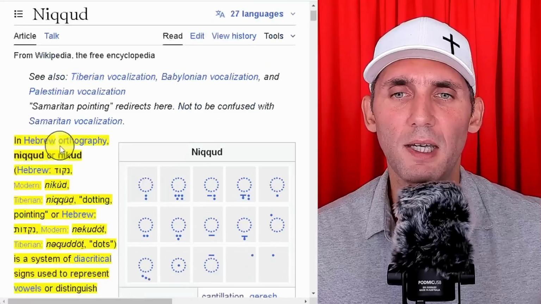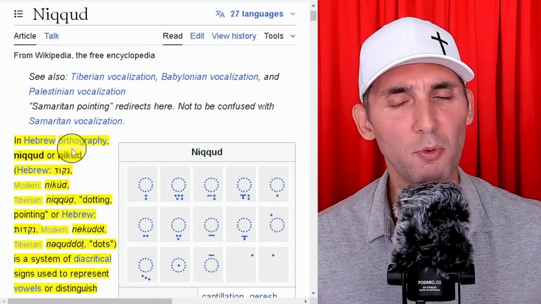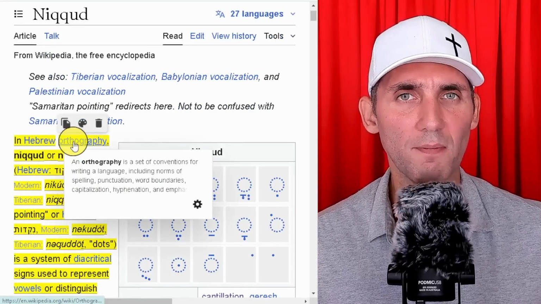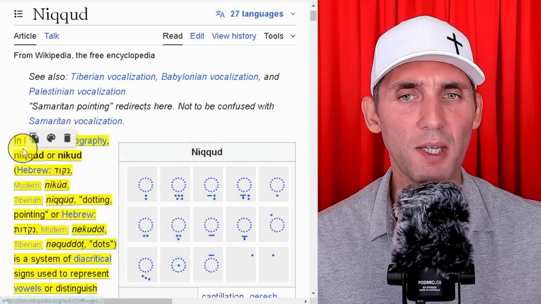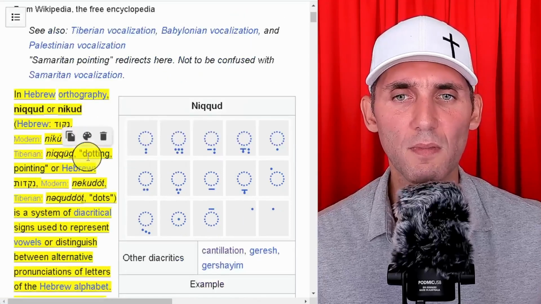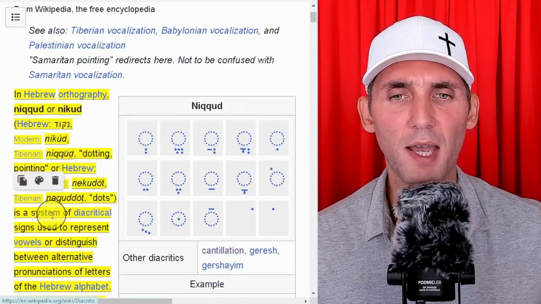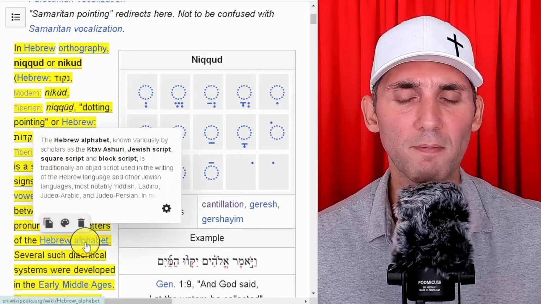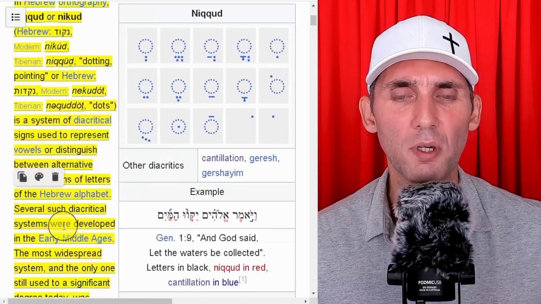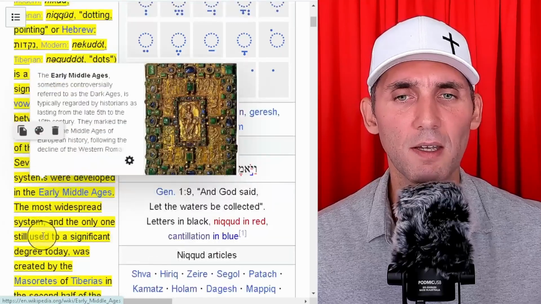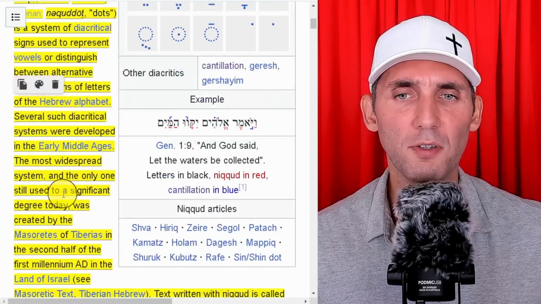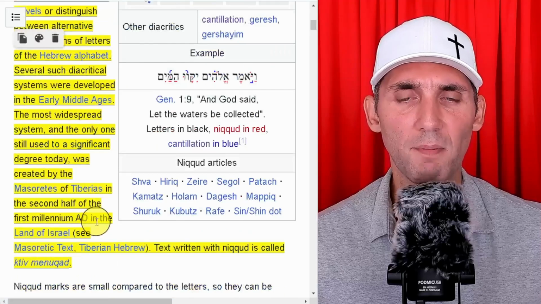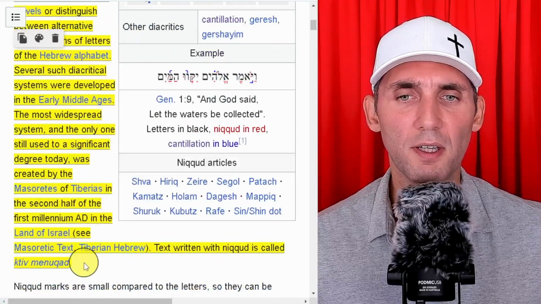Let's see. In Hebrew orthography, now remember, when we say Hebrew here, it's like saying Christian today. Don't think Hebrew like Moses, okay, or Abraham. We're talking Hebrew like counterfeit Hebrew. In Hebrew orthography, Nikud is a system of diacritical signs used to represent vowels or distinguish between alternative pronunciations of letters of the Hebrew alphabet. Several such diacritical systems were developed in the early Middle Ages. The most widespread system, and the only one still used to a significant degree today, was created by the Masoretes in the second half of the first millennium AD. In the land of Israel, the text written with Nikud is called Ketiv Menukad.